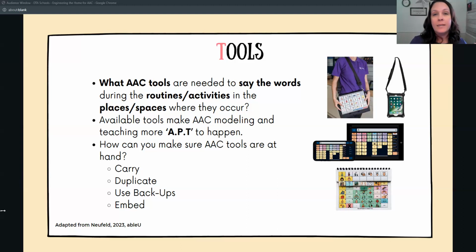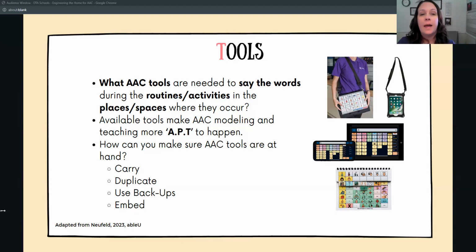Hands-free is also important because we want to be doing something while we're modeling this language. So if I have to hold this device and move it around, or hold this communication book and move it around, I don't have the hands to keep someone safe. I don't have the hands to manipulate the activity or support the child's body or whatever, you name it. I don't have the hands to do that. So trying to make hands-free using a shoulder strap is really the best first strategy to think about.